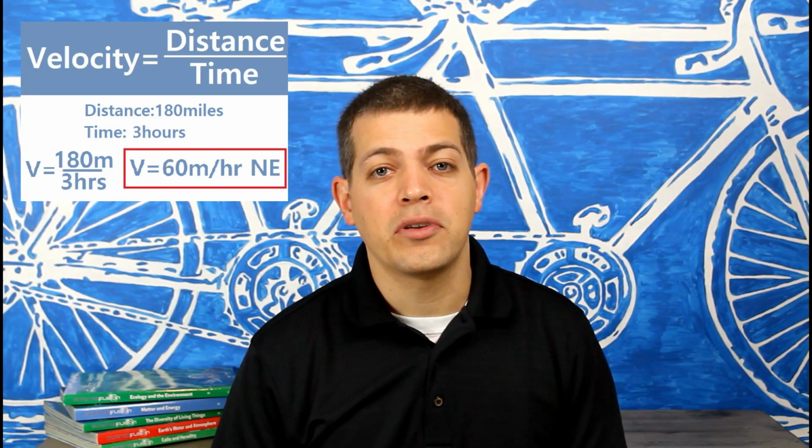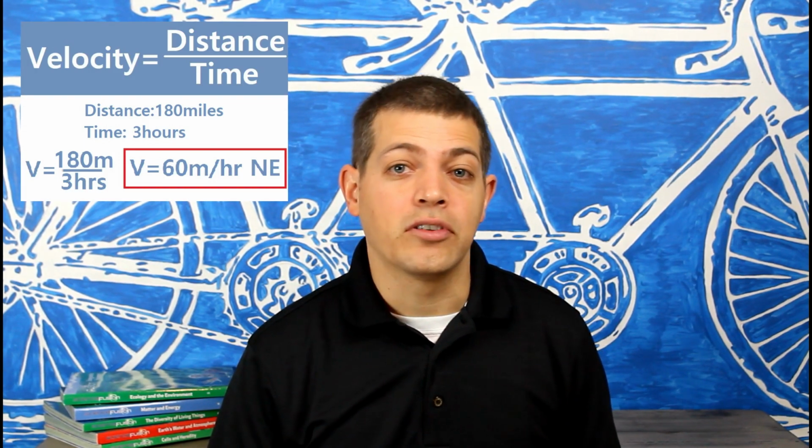Now, if we know what direction, we can make this a velocity instead of speed. So say maybe his grandmother lives northeast. We would say Felipe would have to travel 60 miles per hour northeast to get to his grandmother's house. So there you have it. We use the equation v equals distance over time.